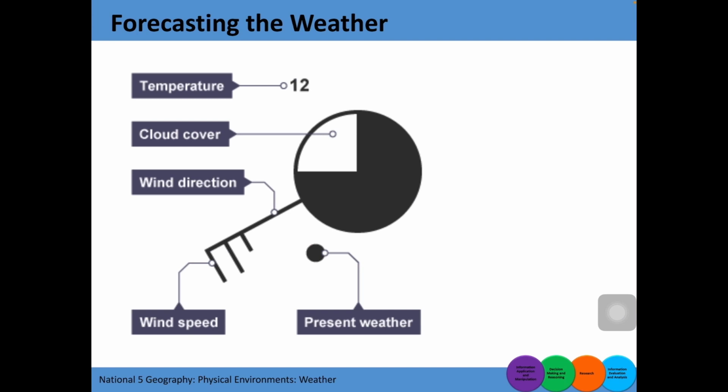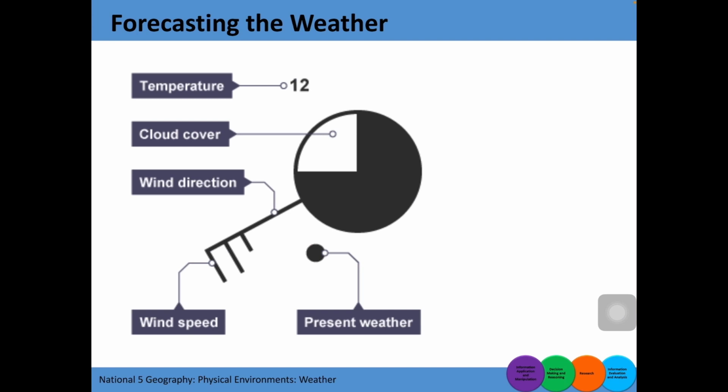Outside of the circle, you will see a number. This is the temperature, and it is measured in degrees Celsius. Also outside the circle, you'll see the present weather. This symbol will change depending on the present weather being discussed. You will also see a line coming out of your circle, and this is for wind direction. The line will always point in the direction that the wind is coming from.